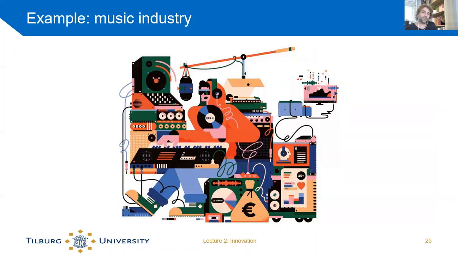Let's talk about the music industry. If you think about the music industry and how that has changed over the past 20 years or so, you see that the whole shift towards online music is basically a complete paradigm shift. So it's not only a new service. Instead of buying a CD, you don't buy a CD, but you just buy a subscription to listen to all music. So it's not only a new service, but it's also really a paradigm shift in many ways.